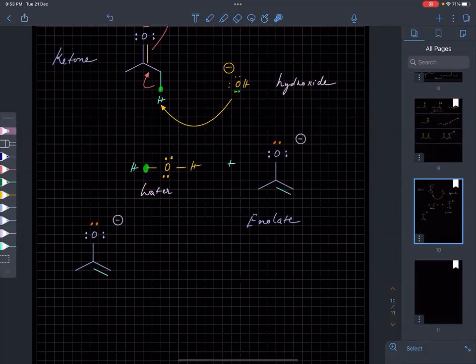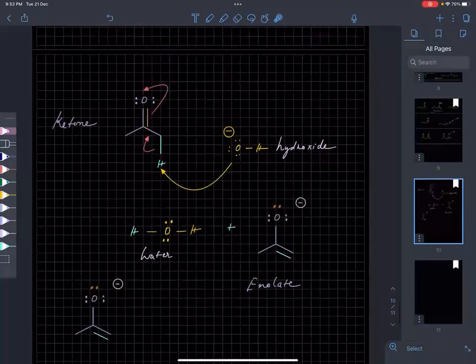Now this OH minus was negative. Why was it negative? Because it had 1, 2, 3, 4, 5, 6, 7 electrons, 1 extra electron. Here, 1, 2, 3, 4, 5, 6, only 6 electrons. So that's why it is water, neutral. Okay. Now this reaction is base catalyzed.